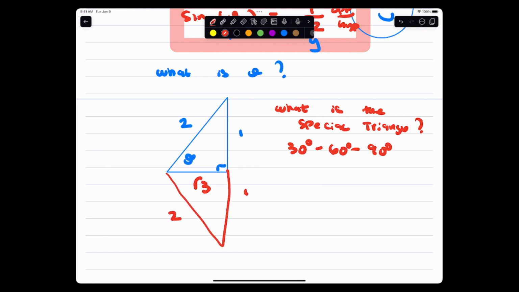How do I know? I recognize it this way. Do you guys remember? What is theta? Anybody remember theta? Go back to your special triangles. You only have 2. Is theta 60 or is theta 30? Theta is 30 degrees. Is that right? And that means theta is what? Pi over 6, because theta is the angle right here, right?